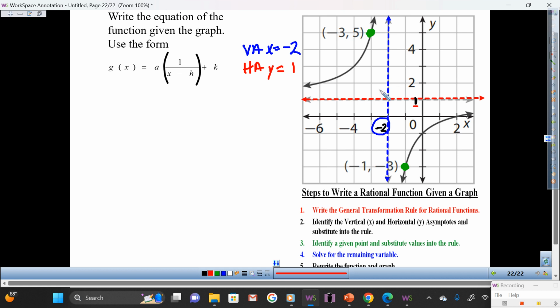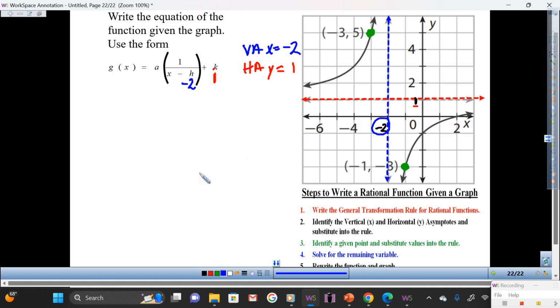Which means I can substitute these values in here. So we know that our HA is K. Is that correct? So I write a 1 right there, right underneath the K. Which means our VA is our H. Is that correct? Yes. So instead of H, I write what? -2. Okay, so far so good.